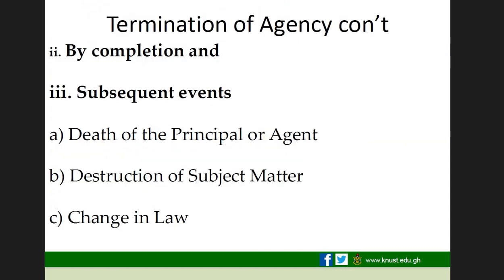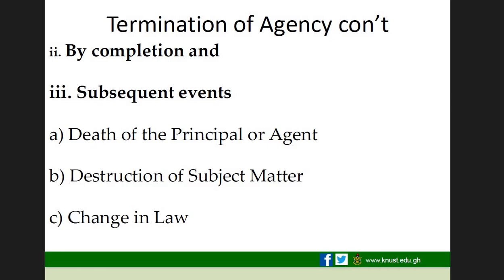Let's move on. Termination of agency continued. The second one is by completion. By completion here, we mean that when the job is done, the agency ends automatically. Maybe I hired you as a lawyer. Once you are done with your job, taking care of a particular situation, that is all. We are done. So that is by completion. We can terminate our agency.